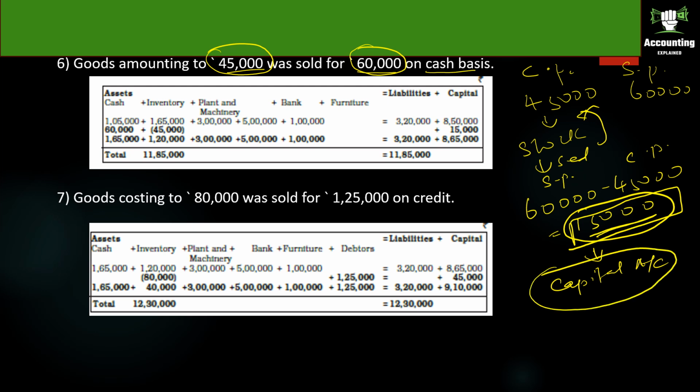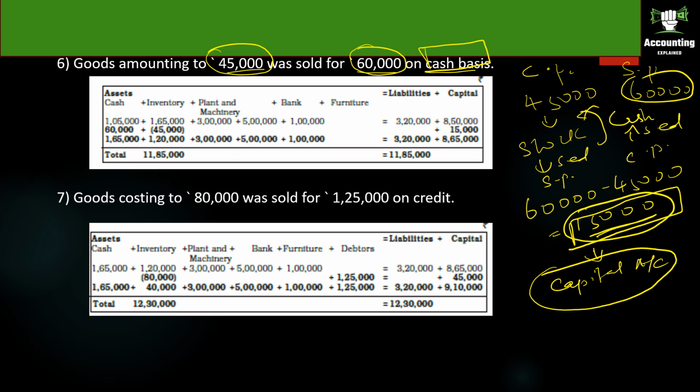Next, this selling price 60,000. How did we sell? We sold on cash basis. So this 60,000 has to be added back to the cash. In other words, cash has to be increased by 60,000 rupees. Let's see how the transaction goes.